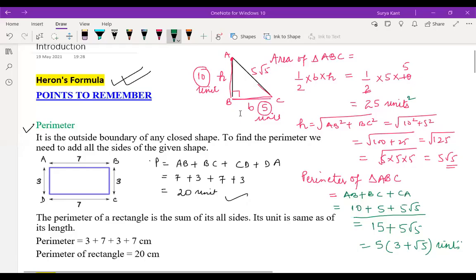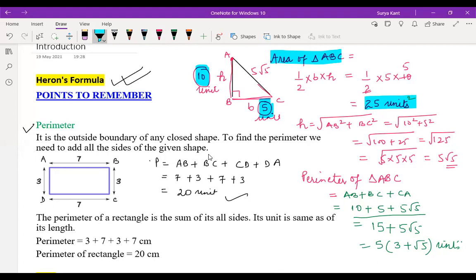Angle, and perimeter of it. Okay. So area of right angle triangle is half into base into height. Here base is given as 5 units, height is given as 10 units. So if you are finding the area of this triangle, you are getting half into 5 into 10, that is 25 units square. Okay.